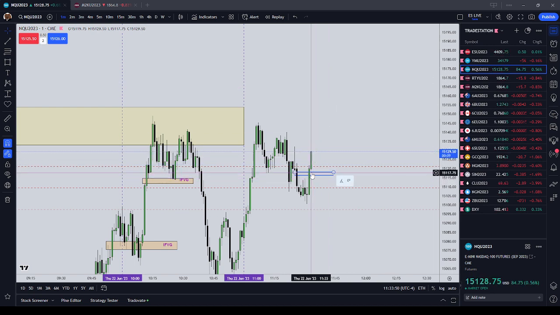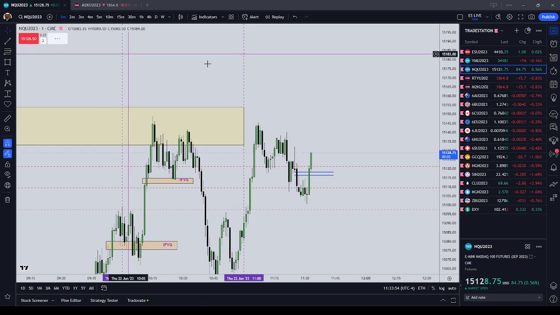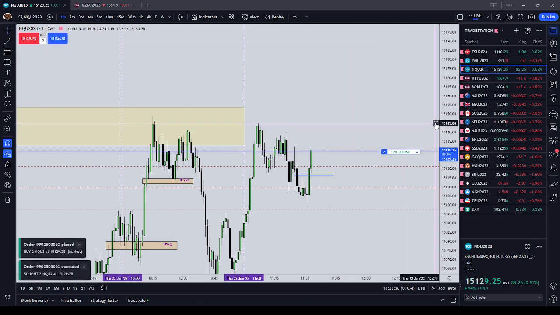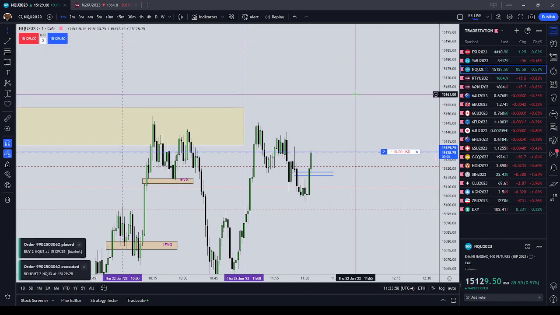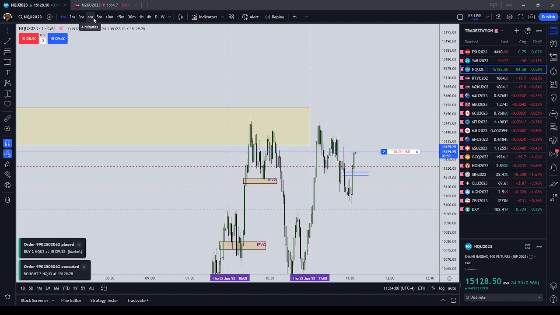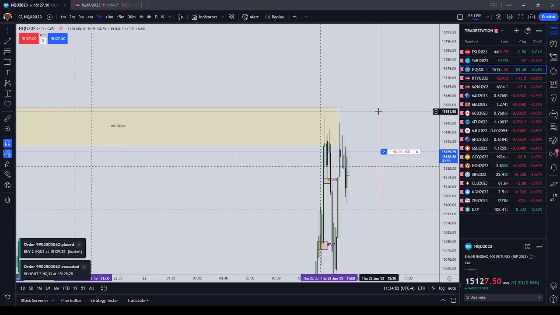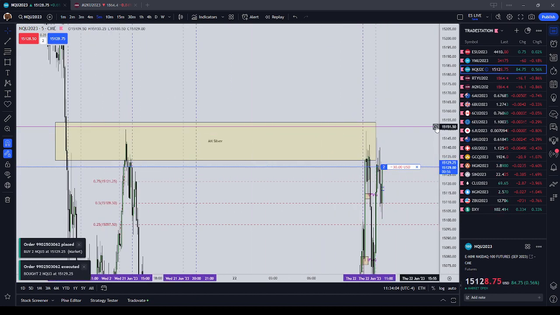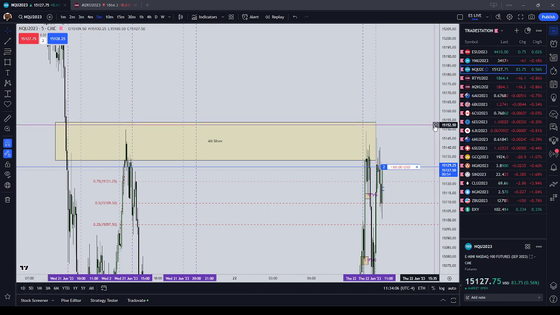So, oh yeah, there it is. Okay, that fair value gap did invert, and we are now drawing higher. So, same idea that I had 5 minutes ago. So, pool of liquidity, higher. Fair value gap is also higher.